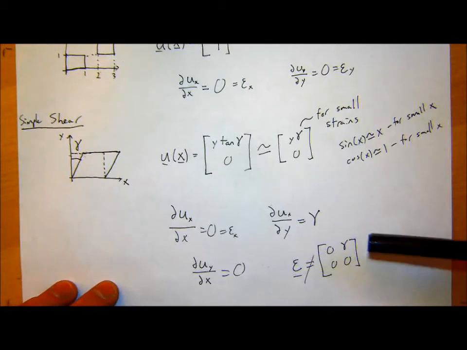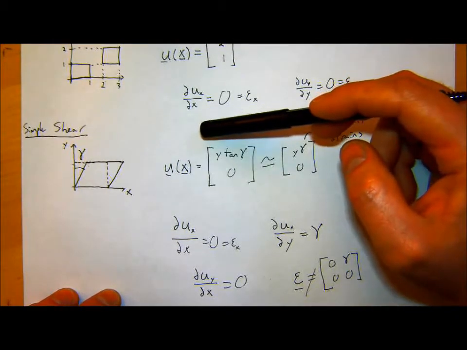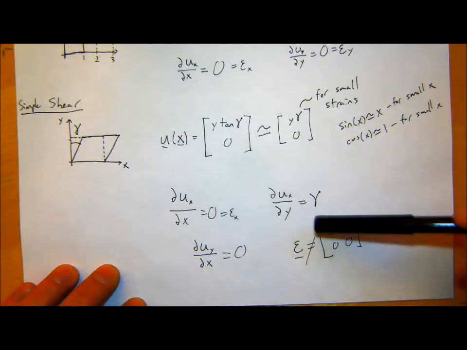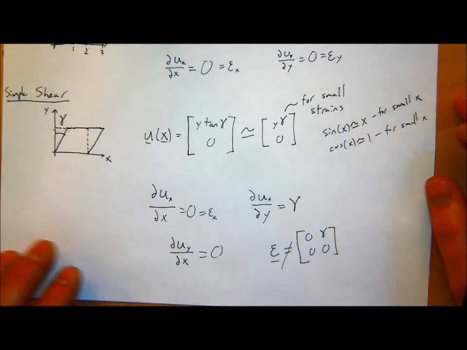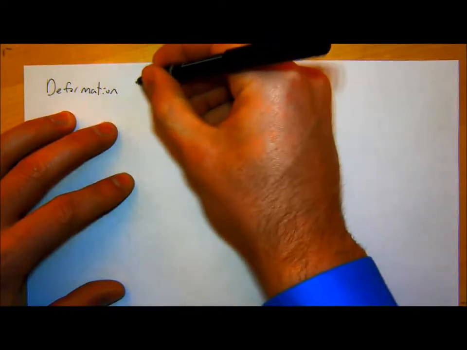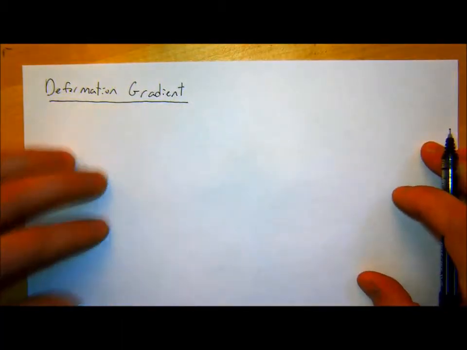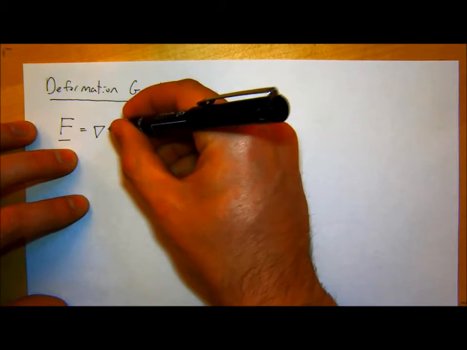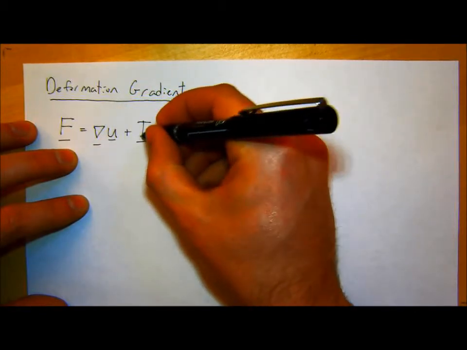So far this idea of taking the gradient of the shape change, or gradient of the relative motion, had been working for getting me to my strain, but all of a sudden for this simple shear case we're not working correctly. So let's take a couple steps back. And I'm going to define something that I'm going to call a deformation gradient. For this deformation gradient, I'm going to call this F is equal to the gradient of u plus some I.